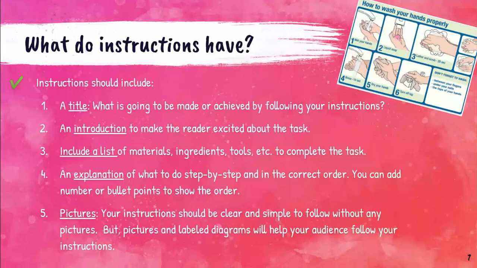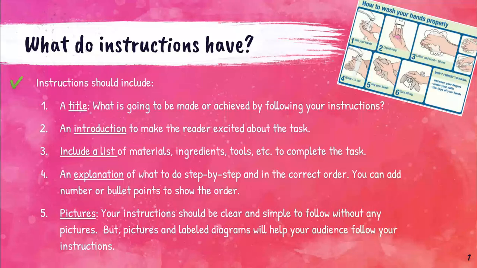And lastly, pictures. These are optional. We're not making you do pictures. In fact, your instructions should be clear enough and simple enough that a person could follow your instructions without pictures. However, pictures and labeled diagrams do help your audience follow your instructions. And so you can see there at the top, that little infographic, those pictures, they do help the reader understand how to wash your hands properly. But the step-by-step instructions are clear enough that somebody could follow them even if they didn't have the pictures.